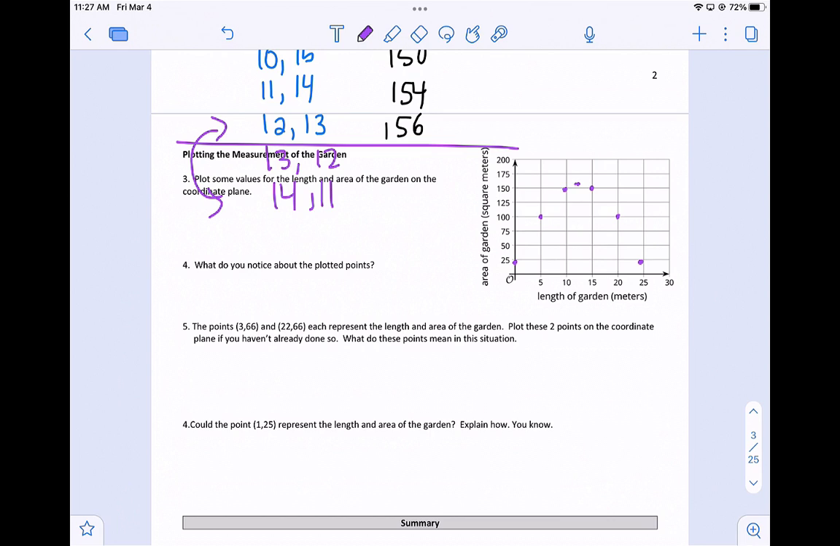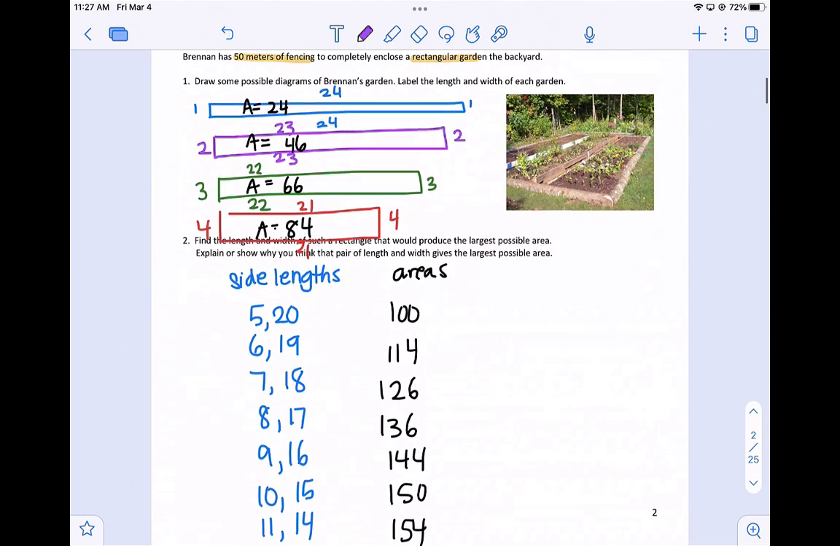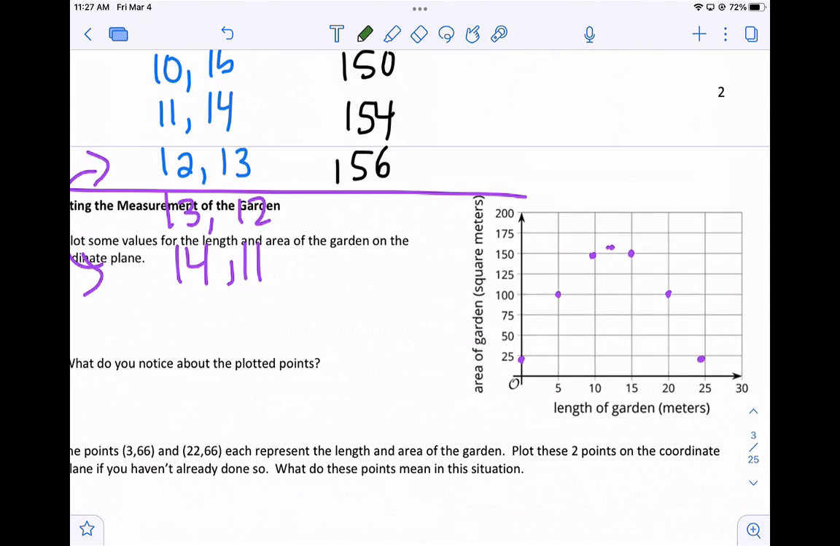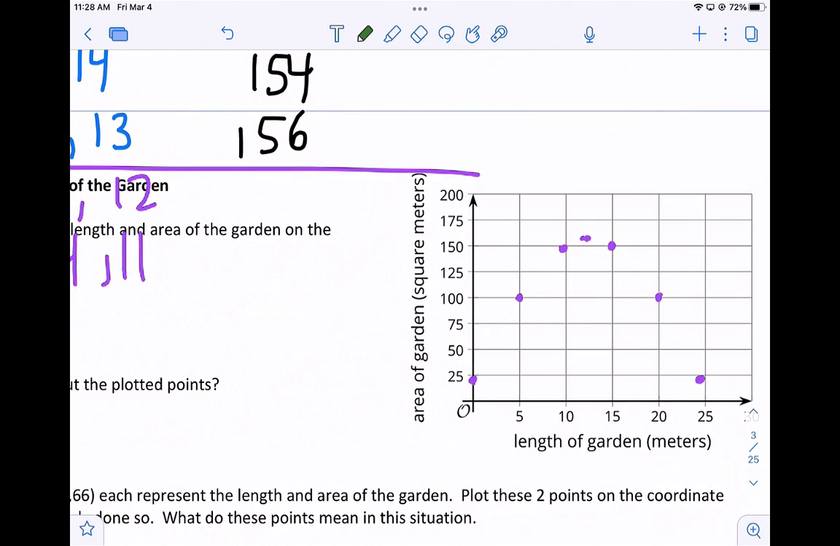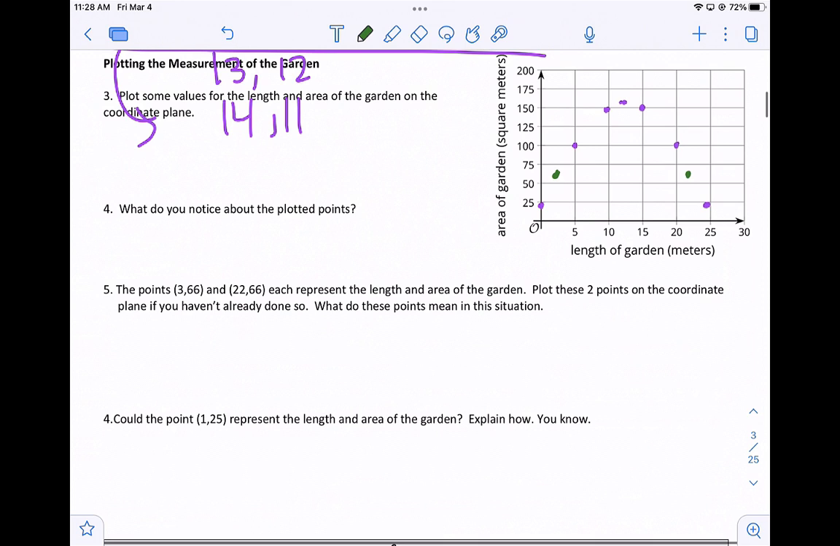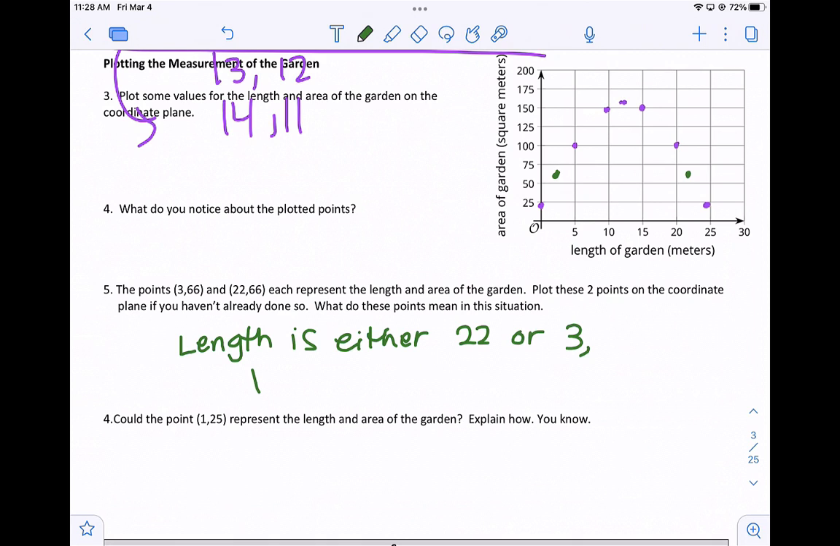Then it says number 5, the points (3, 66) and (22, 66) each represent the length and area of the garden. Plot these 2 points. All right, and we had that right here in our green example, so let's plot those. 3, 66. And what was the other one? 22. Okay. So approximately there. It says, what do you notice? What do these points mean in this situation? So what it means is if the length or width is either 22 or 3, the area is 66.